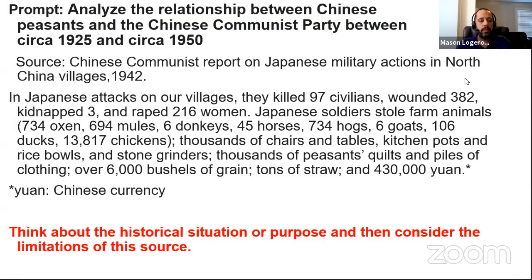All right, so I'm going to give you all this one. This is going to be on your own this time. This is the same prompt. It's a different document. This time I want you to read the document, and I want you to identify a historical situation or purpose, and then I want you to identify limitations of the source. And I'm going to give you about 4 minutes or so to do that. So ready, go.